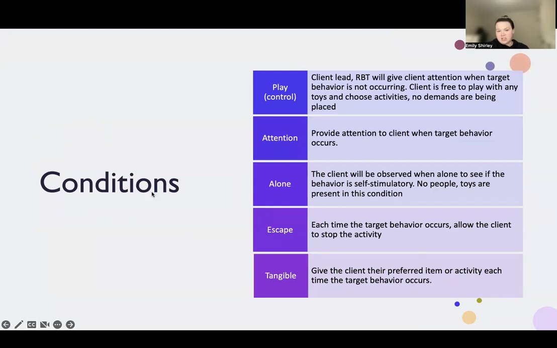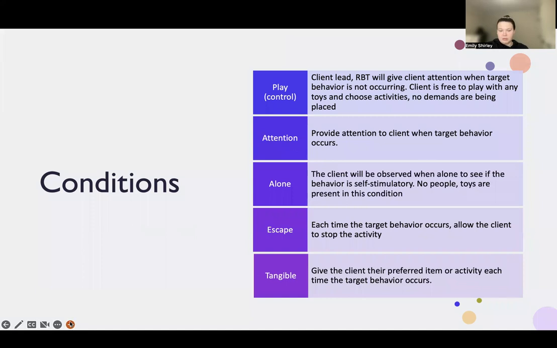The next condition is attention. So the RBT or technician is going to provide attention to the client whenever that target behavior occurs. The next condition, alone, the client will be observed when alone to see if the behavior is self-stimulatory. No people or toys are going to be present in this condition. Then there is escape. So each time the target behavior occurs, we will allow the client to stop the activity. And then the last condition we are going to look at is tangible. So each time the target behavior occurs, we are going to give the client access to their preferred item or activity.